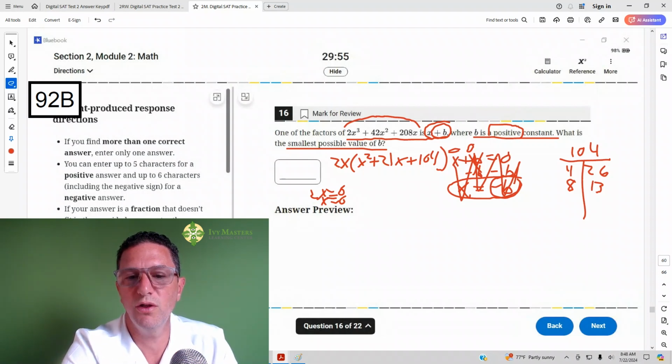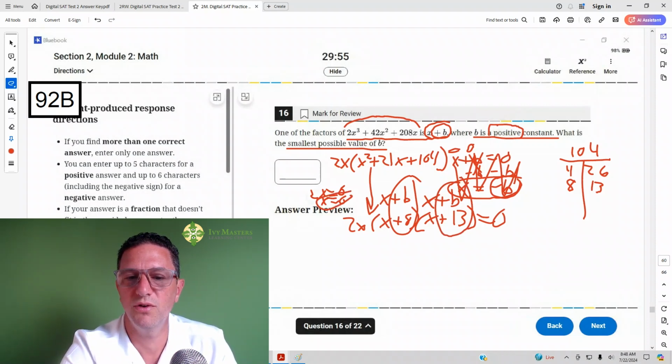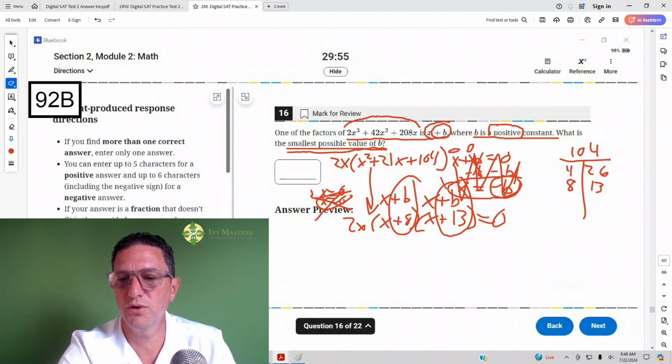So this fully factored is going to look like this: 2x times x plus 8 times x plus 13 equals 0. And notice, if I put x plus b above these, you can see that the b corresponds with 8, the b corresponds with 13, and we already said that x could equal 0, but it's got to be positive. 0 is not positive. We need the smallest possible value of b. 13 is bigger than 8, so once again, 8 is our answer.